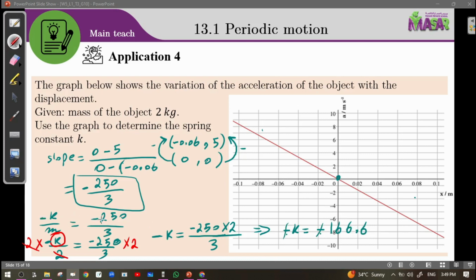have two minuses from the fact that this is a negative slope and also this value should be negative. So don't forget to consider the minus again. Because the k cannot be negative, it's a constant, spring constant, and the answer would be k is equal to 166.6 Newton per meter.